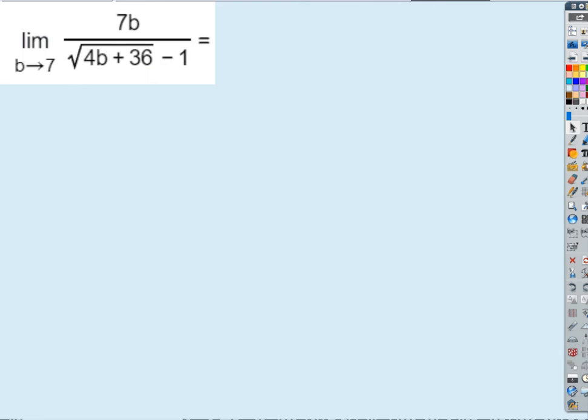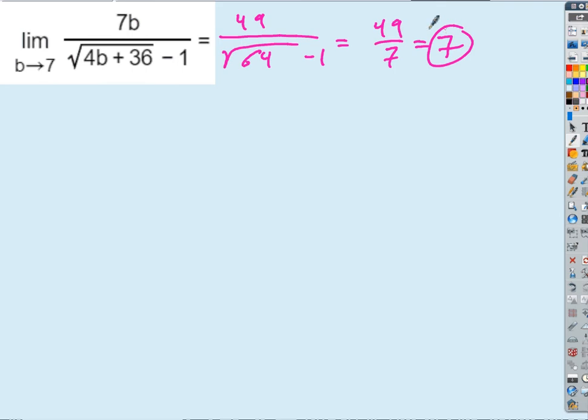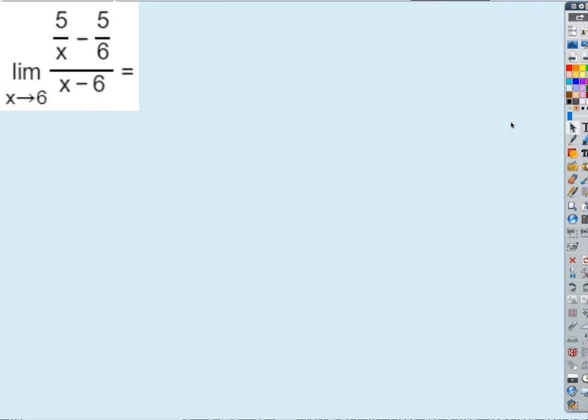Yeah. Right? If I try it here, if I plug in 7, I get the answer, 49 over, what do I get? Square root of 28 plus 36, 64. So I get 49 over 8, which is, I mean 49 over 7 equals 7. Nothing fancy, right? Nothing fancy. Okay. How about this one?